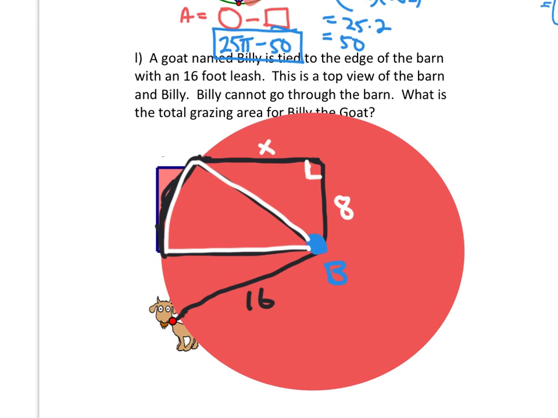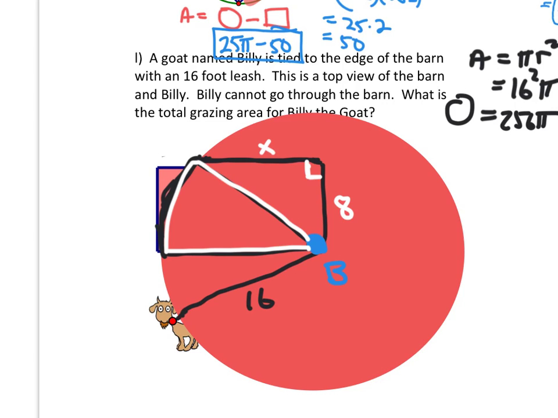Okay, so figuring that out, first we could find the area of the whole circle. So that full area is pi r squared. That's equal to 16 squared pi, which equals 256 pi. So that's the full circle.